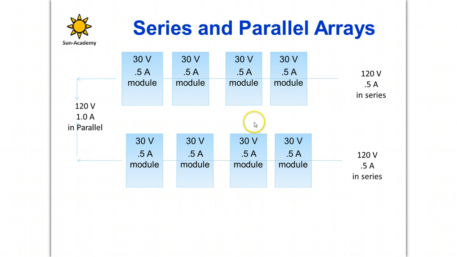When the two arrays of 4 modules are connected in parallel, as shown on the left, the voltage remains the same, but the currents are added to 1.0 amps in parallel, and the voltage remains at 120 volts.